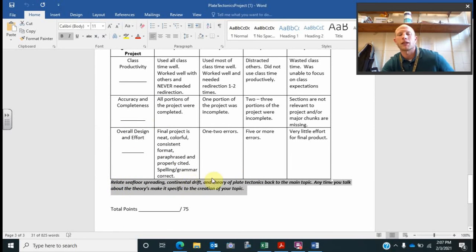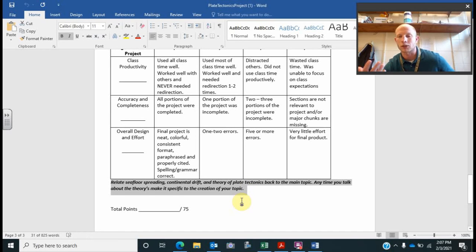Relate seafloor spreading, continental drift, and the theory of plate tectonics back to your main topic. Anytime you talk about the theories or the hypotheses, you need to be specific to the creation of your topic. Okay, so anytime you're talking about seafloor spreading in Yellowstone or continental drift, you need to talk about Yellowstone. Okay, don't get me wrong.